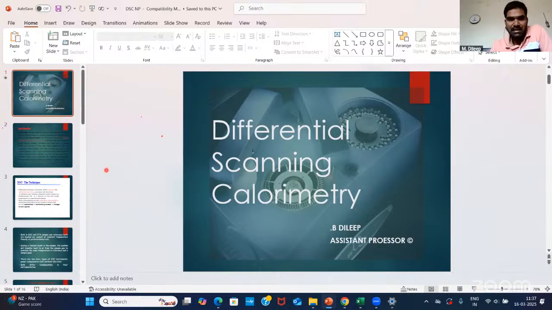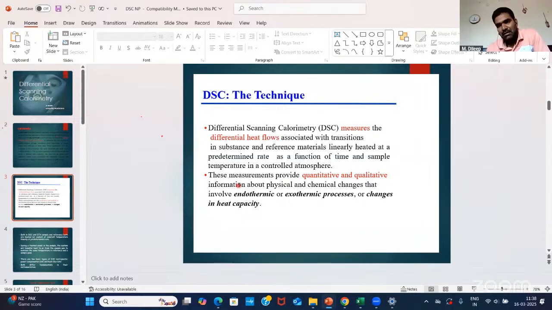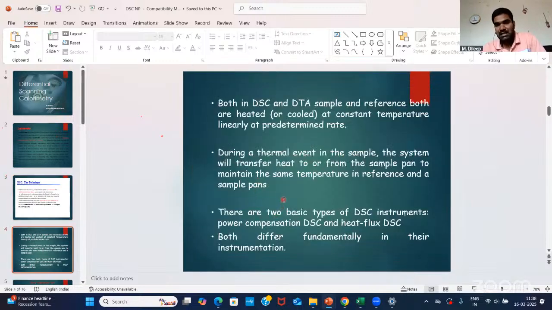In differential scanning calorimetry, we have taken a sample and a reference material. We have given temperature to the sample and reference equally, and we have measured the heat flow difference between the reference and sample, and we found the characteristics. So we can get quantitative and qualitative information about the sample by using endothermic and exothermic reactions. We have also seen some DSC curves.